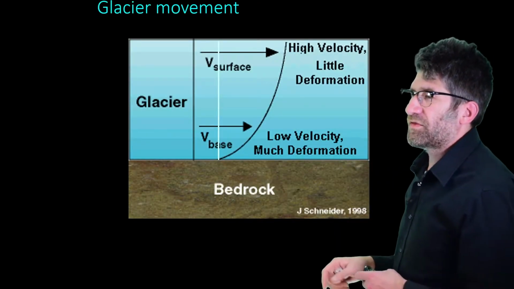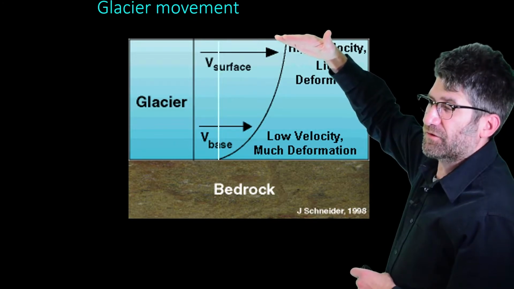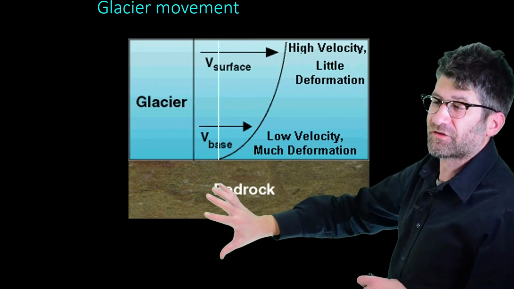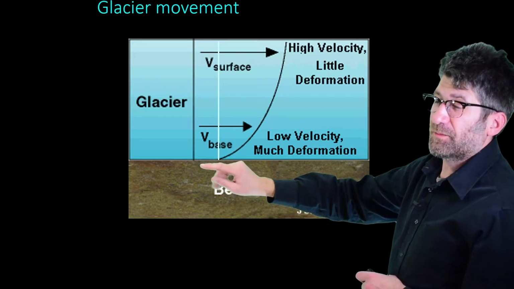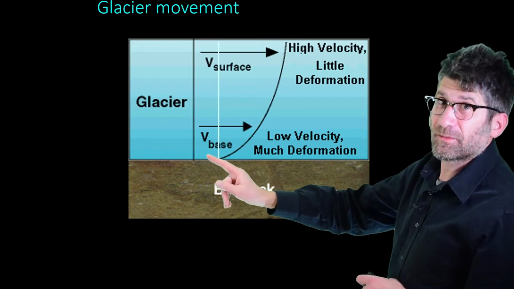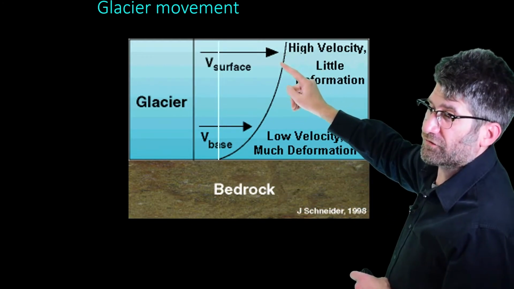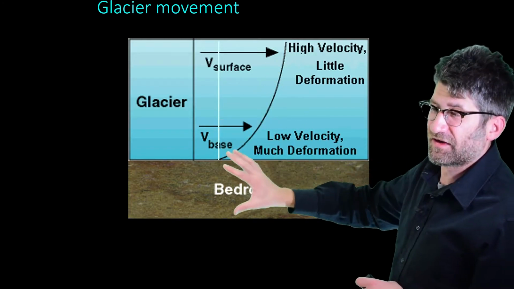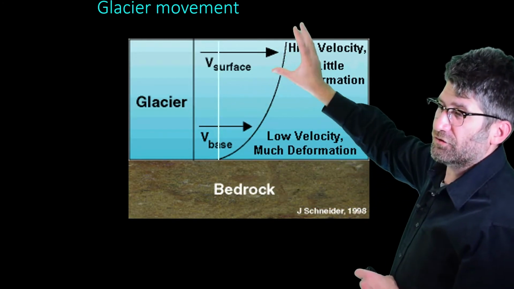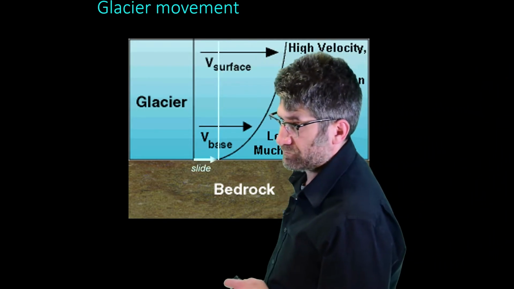Okay. When we think about the velocity and the deformation of ice in a glacier, going from the top of the glacier to the bottom, because the bottom of the glacier is on bedrock, which is not moving, we have friction at the base, and so we have low velocity at the base of the glacier, and then an increase in the velocity towards the surface. Because of this change in velocity, we get significant deformation along the base, little deformation along the surface.